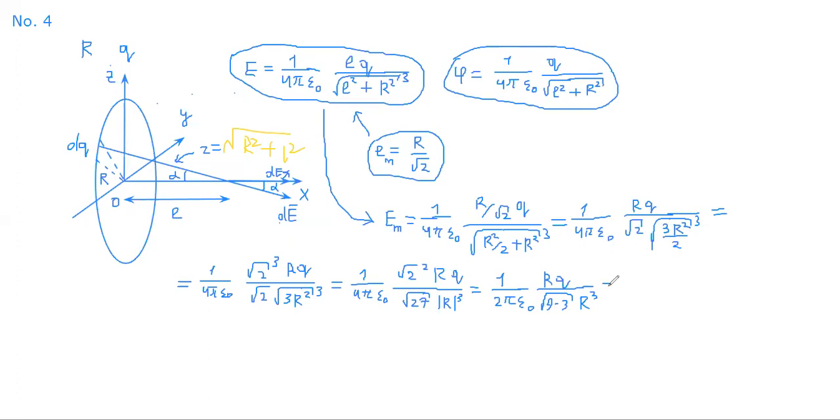So it will be Q divided by 6 square root of 3 π epsilon 0 R to the power of 2.